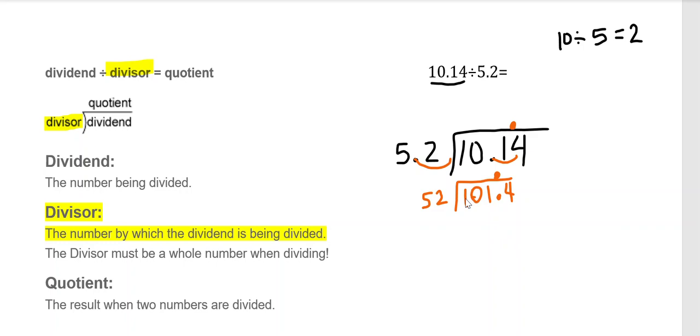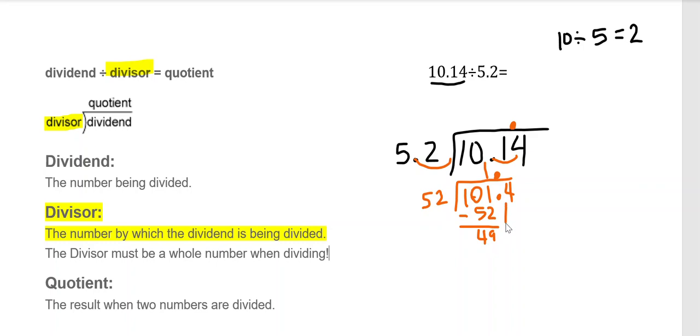Now I can divide. 52 doesn't go into 1, so I will not have a number above the 1. 52 does not go into 10, so I would not have a number above the 10. 52 goes into 101. 52 times 2 is 104, so that's too much, because 104 is greater than 101. So 52 goes into 101 just one time. 52 times 1 is 52. So I divided, I multiplied, now I subtract. I get 49.